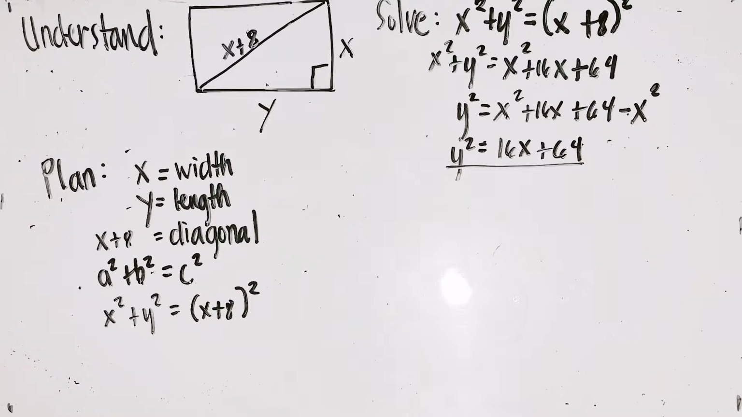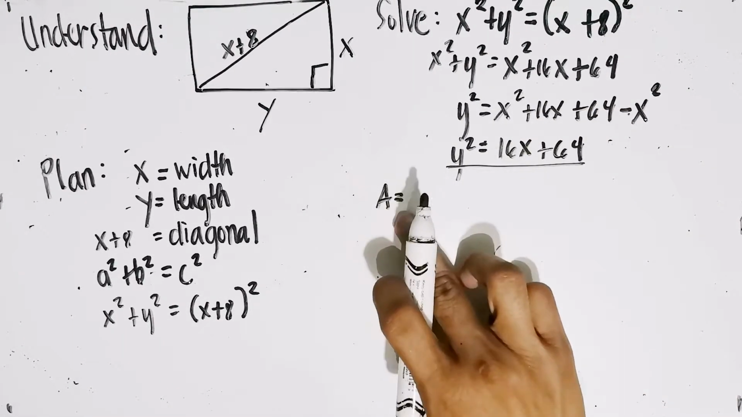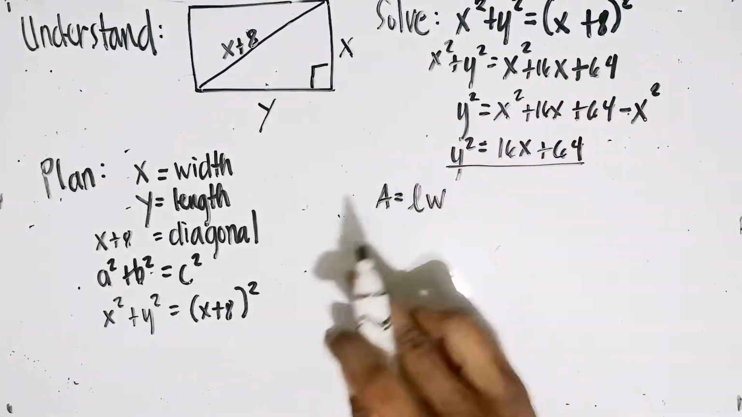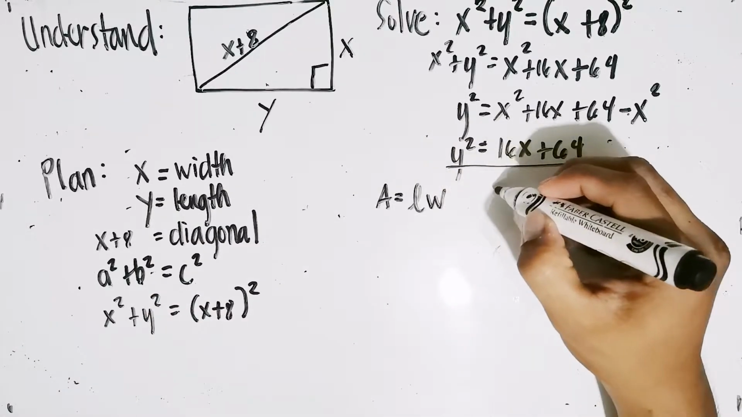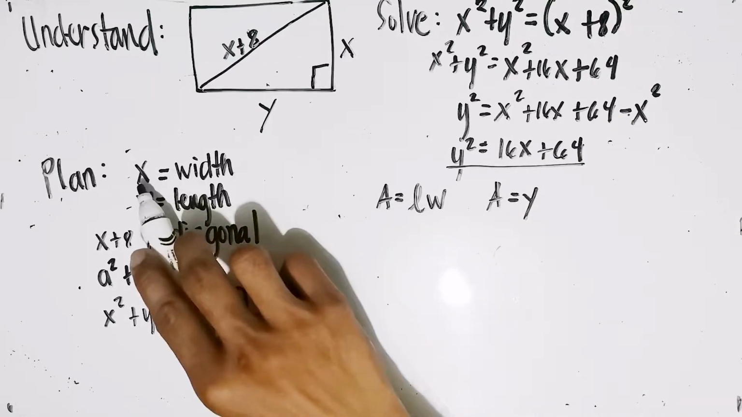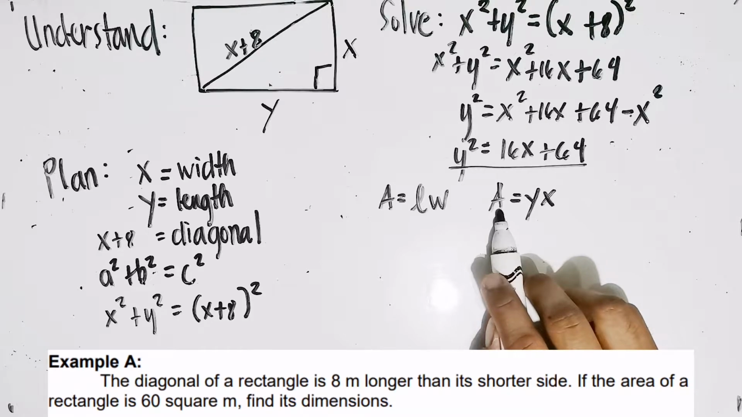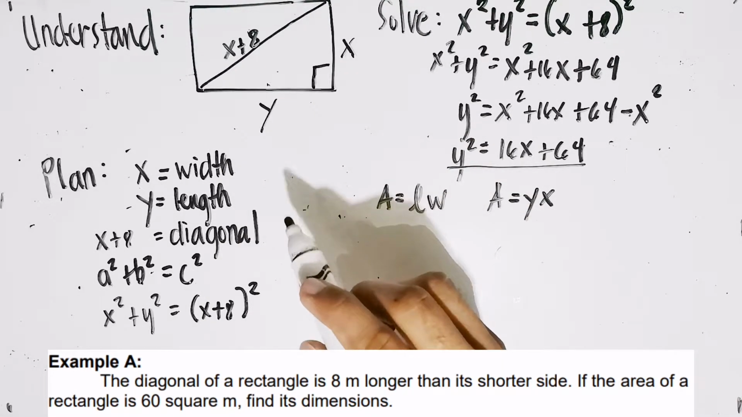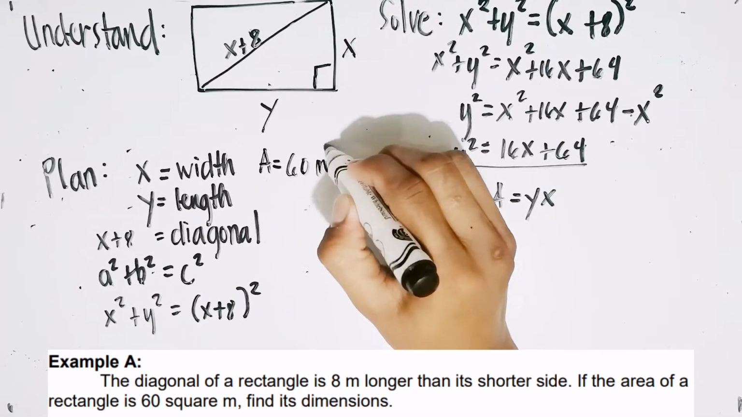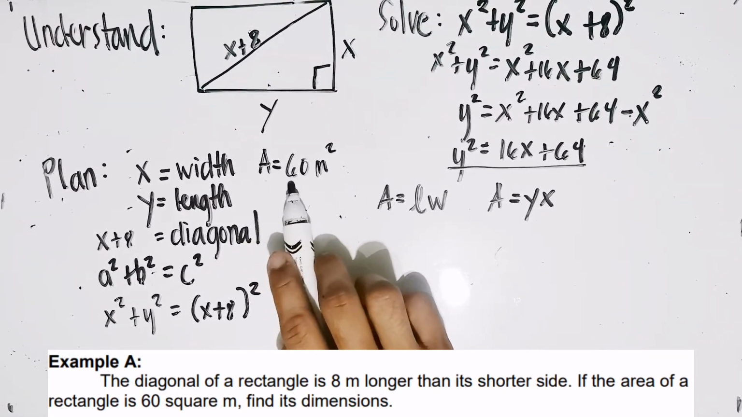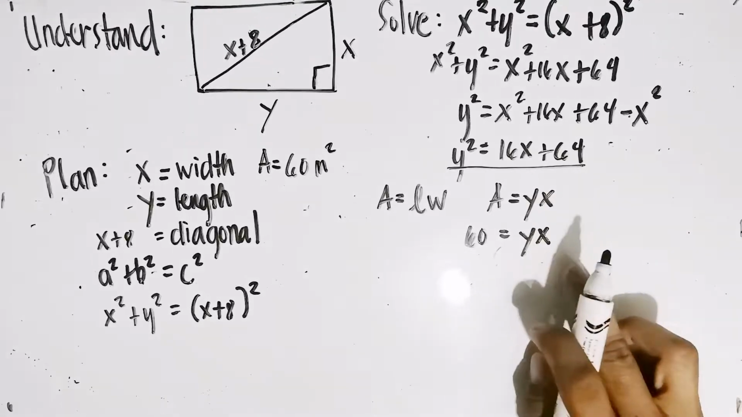As we all know, to get the area of a rectangle, you need to use this formula. We have length times width. So here, our length is y, and our width here is x. Next, substitute our area that was told earlier. By the way, in our plan, we forgot to write the area, which is 60 square meters. So the area of the rectangle is 60 square meters. So we have area as 60 and y times x.